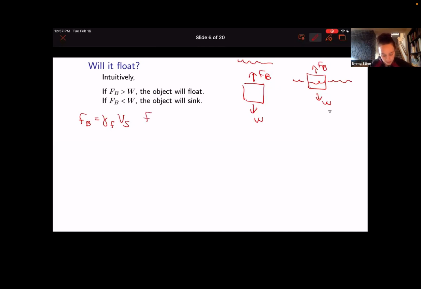So I'm going to turn this equation into a fully submerged equation where it's specific weight of fluid times volume of object. Hopefully this will make more sense as we keep going.